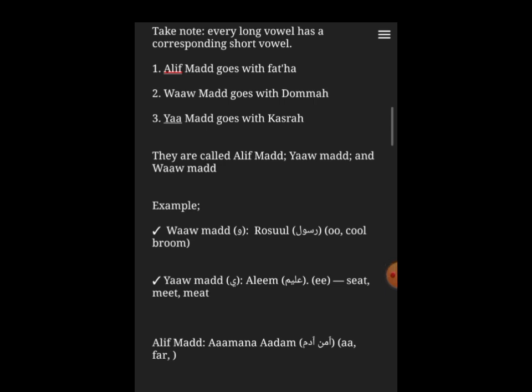An example for each of these mat. So for waw mat, we have rasul. The sin that is attached to this waw mat, as you can see here, rasul, that sin is already having a short vowel dhamma. As in ooh, cool. That's the way the waw mat sounds. It sounds ooh, just like you have your monophthongs and diphthongs in English. Ooh, as in cool. So the letter that is attached to this waw mat is having a dhamma. Rasul.